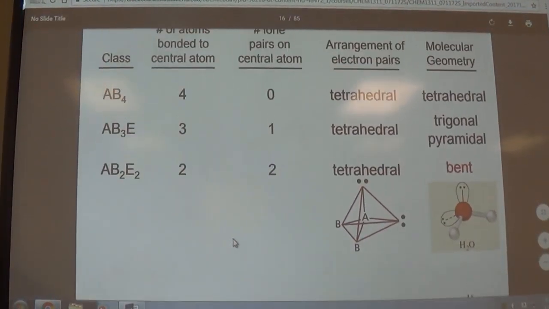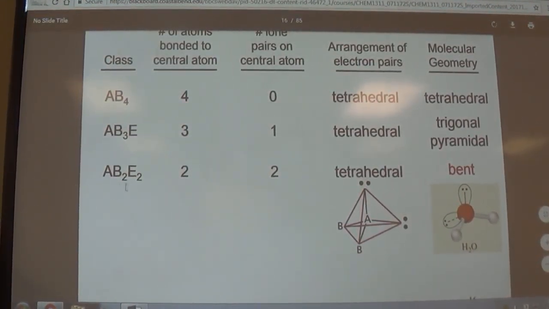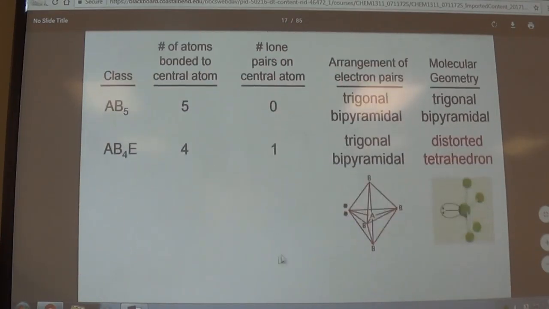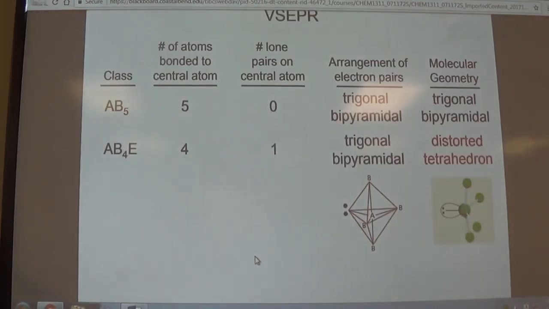We saw water. It has two electron pairs plus two atoms that are bonded to the central atom. Again, the electron geometry is tetrahedral, but the molecular geometry, if we ignore these two pairs of electrons, is called bent. Okay? Well, this goes on, and again, these are exceptions to the octet rule.